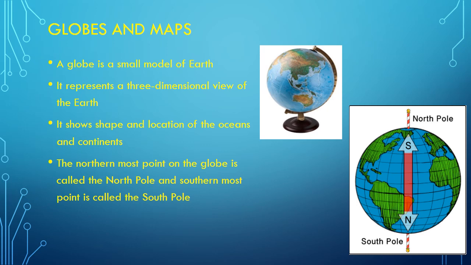The earth is round in shape. It does not have any corners or edges that can be used as reference points. So, the two endpoints of the imaginary axis of the earth are used as reference points. Now you see the picture of the globe. The northernmost point on the globe is called the North Pole and the southernmost point is called the South Pole. The imaginary axis of the earth is slightly tilted.